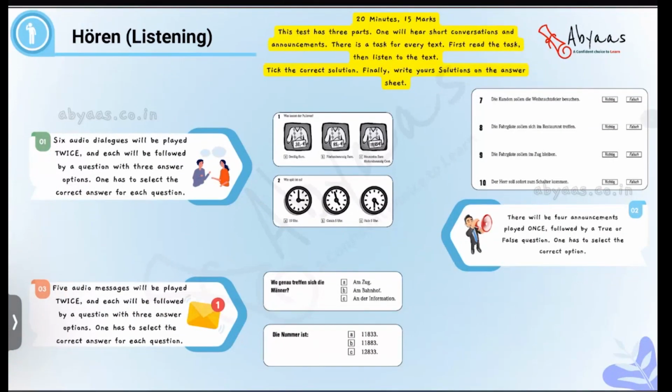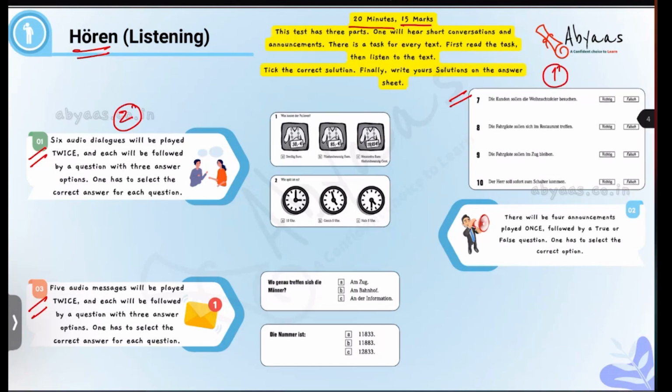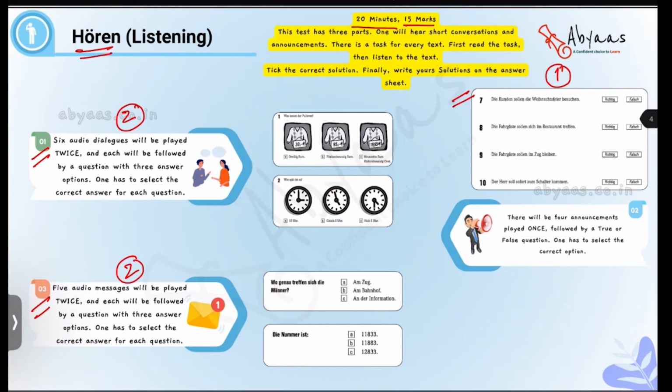Let us go with Hören first. Hören is 20 minutes in duration and it consists of 15 marks. This test has three parts: part 1, part 2, and part 3. Part 1 is played twice, part 2 is played only once, and part 3 they again play twice.